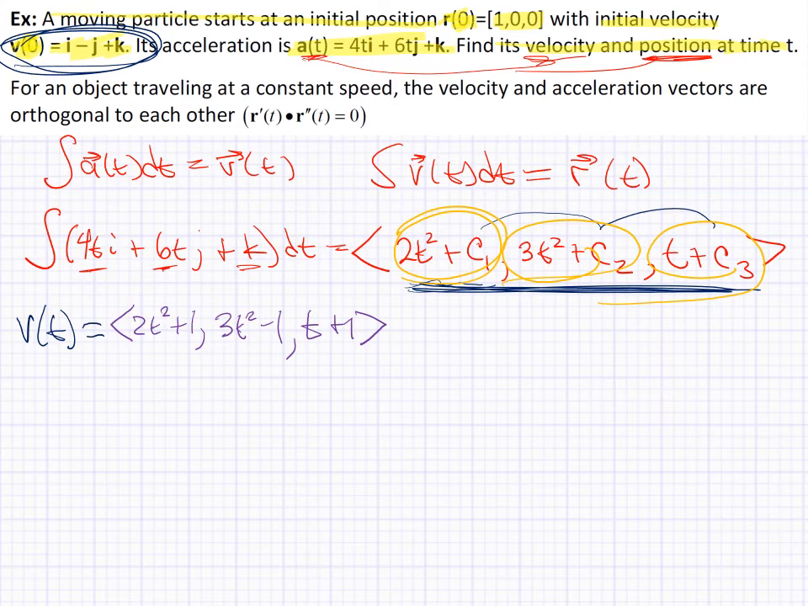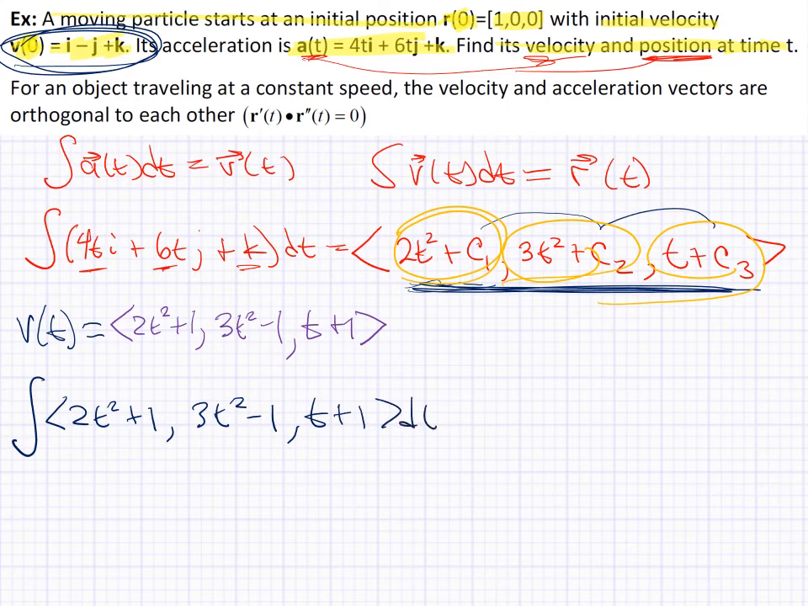All right, so now we have the velocity vector. So now if we do the integral of that, we should get our position vector. So the integral of <2t squared plus 1, 3t squared minus 1, t plus 1> dt would give us, what would that give us? It would give us 2t cubed over 3 plus t plus, let's say, c4.